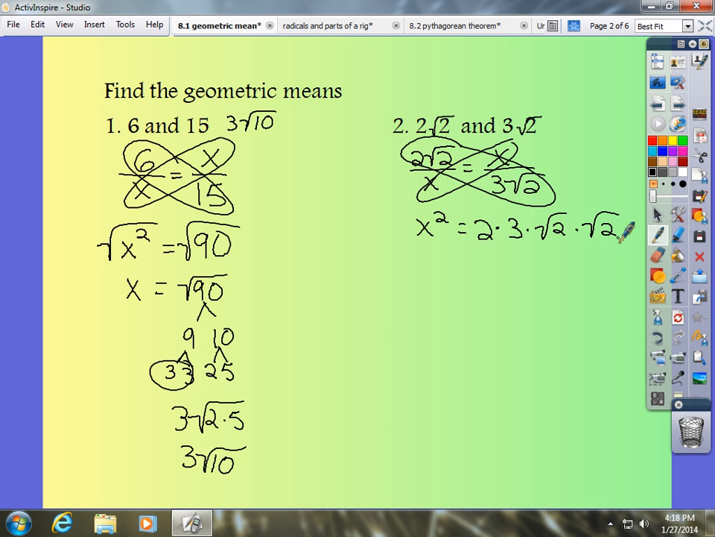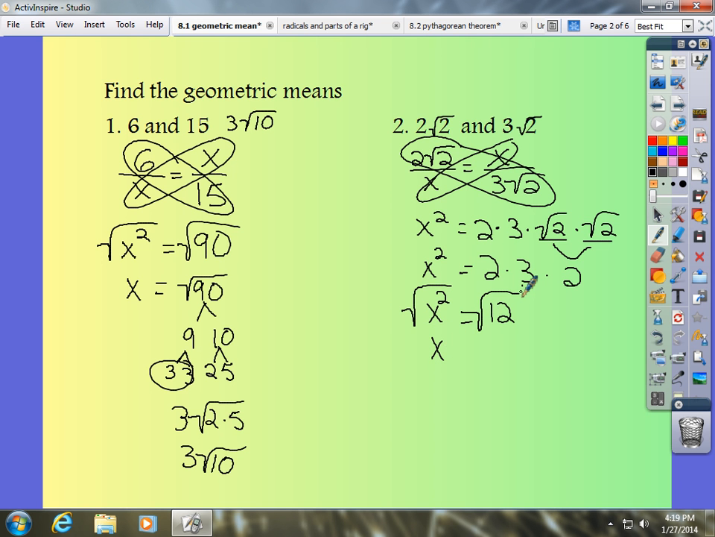And anytime you have a square root squared or a square root times itself, you're going to get rid of the radical sign. So this is just simply 2, and this is 2 times 3. Okay, so we have 2 times 2 times 3, which is 4 times 3, which is 12. Okay, so x squared is going to equal 12. Well, we need to find what x is, so we square root it.